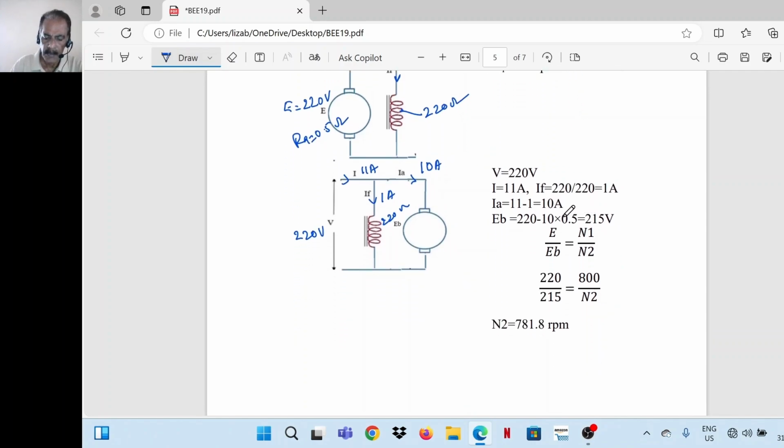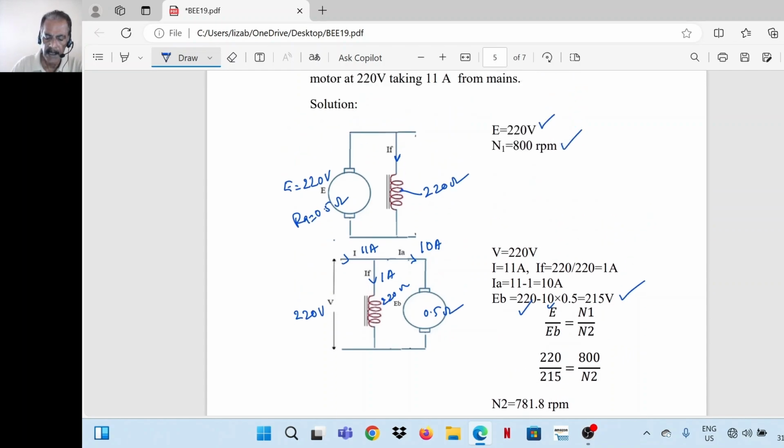So back EMF we can calculate. Applied voltage is 220 volts. Armature current is 10 ampere. Armature resistance is given, it is 0.5 ohm. EB is equal to V minus IaRa. That is 220 minus 10 into 0.5. That is 215 volts.